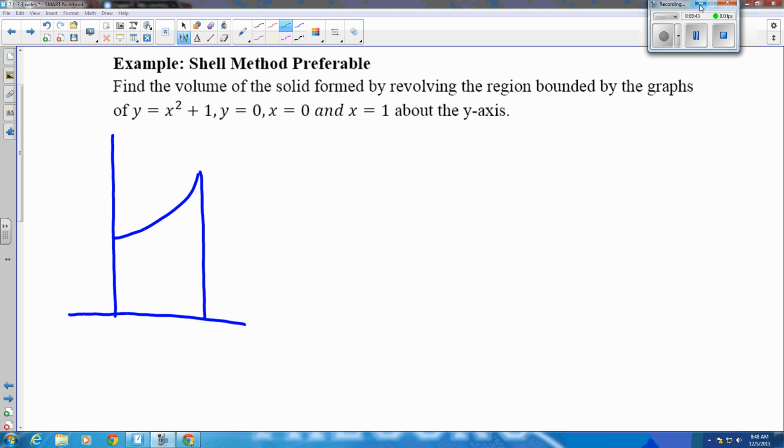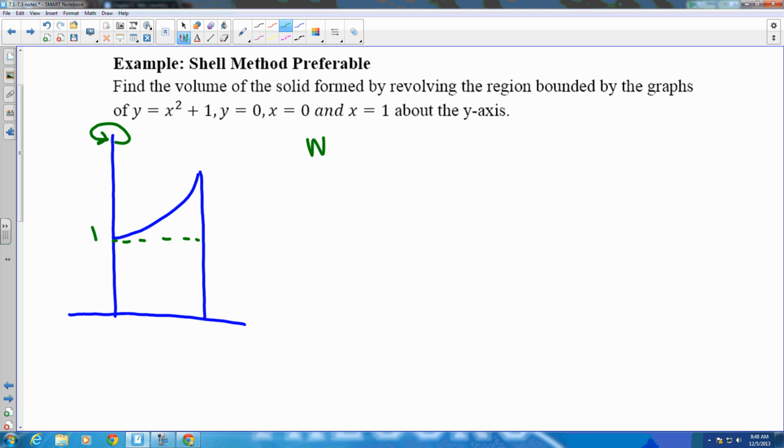Okay, now we are going to find when the shell method will be preferable. We want to find the volume of the solid formed by revolving the region bounded by the graphs y equals x squared plus 1, x equals 0, y equals 0, x equals 1 about the y-axis. So we're flipping it around the y-axis. We actually did this question in the last section, the one where we split it up into two. So I'm going to very quickly review what we did on that one.